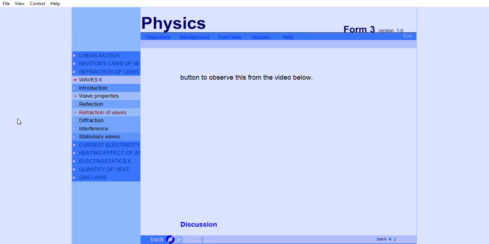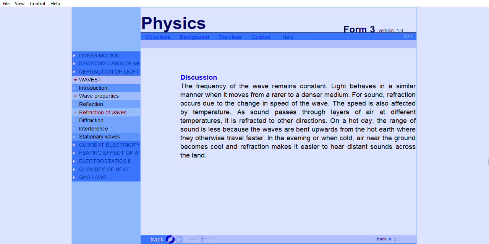For sound, refraction occurs due to the change in speed of the wave. The speed is also affected by temperature. As sound passes through layers of air at different temperatures, it is refracted to other directions. On a hot day, the range of sound is less because the waves are bent upwards from the hot earth where they otherwise travel faster. In the evening, or when cold, air near the ground becomes cool and refraction makes it easier to hear distant sounds across the land.